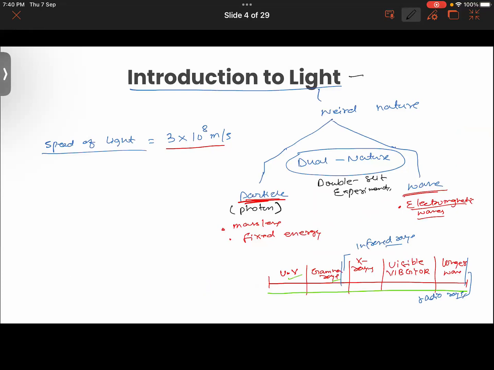Anyways, we started our discussion about light, and light possesses a dual nature. What is the dual nature of light? What does it say? Light has both particle and wave nature, no? Yes. Light has got a dual nature.